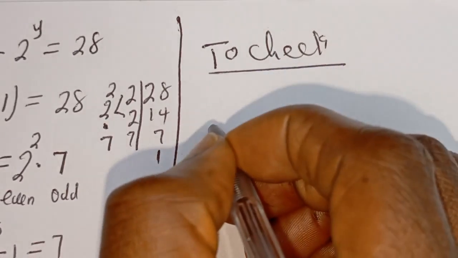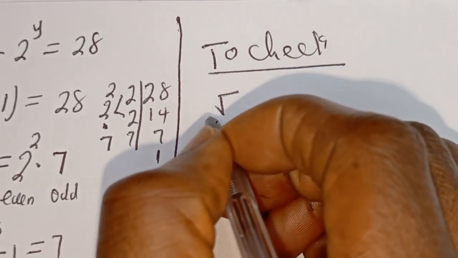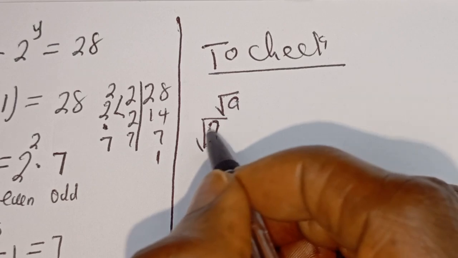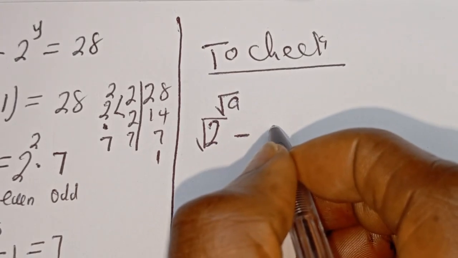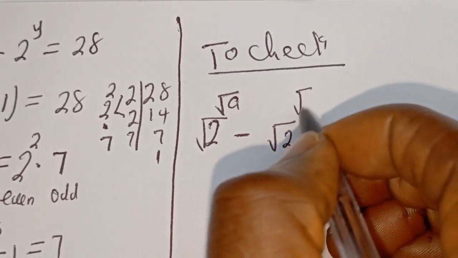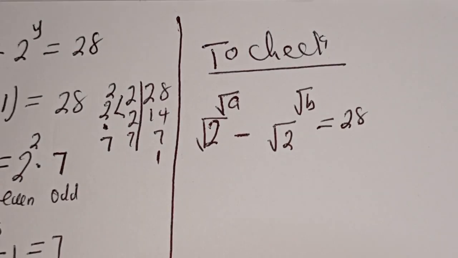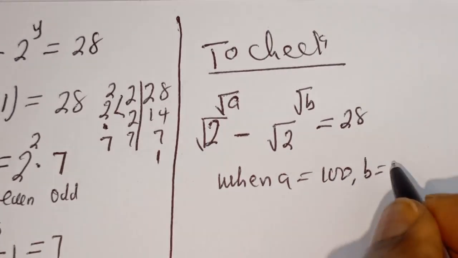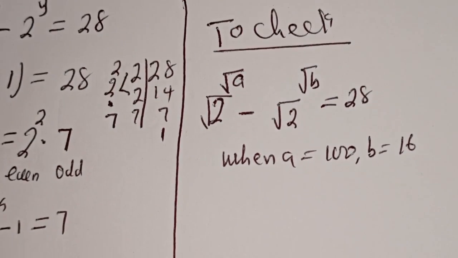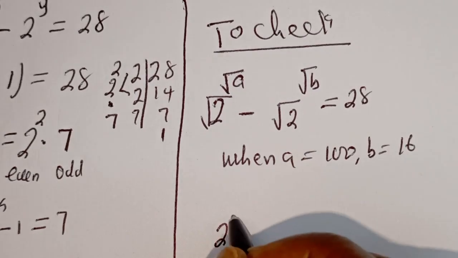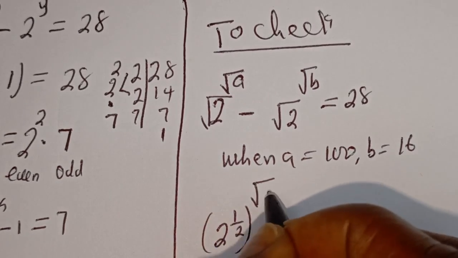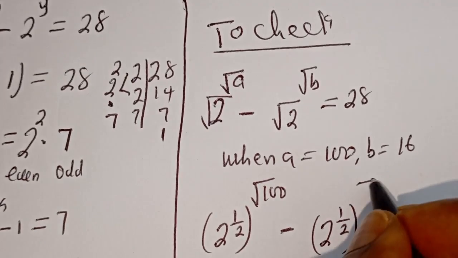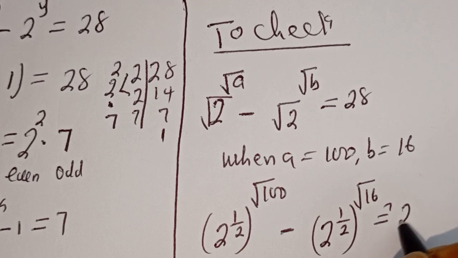To check, we have the given equation square root of 2 to the power of square root of a minus square root of 2 to the power of square root of b is equal to 28. When a equal to 100 and b equal to 16, then we have square root of 2 can be written as 2 to the power of 1 divided by 2 to the power of square root of 100 minus this square root of 2 can be written as 2 to the power of 1 over 2 to the power of square root of 16 must be equal to 28.